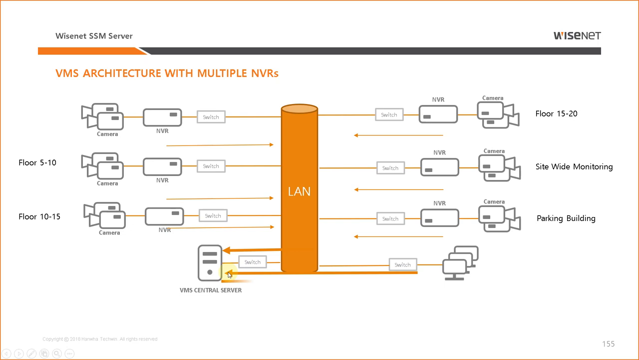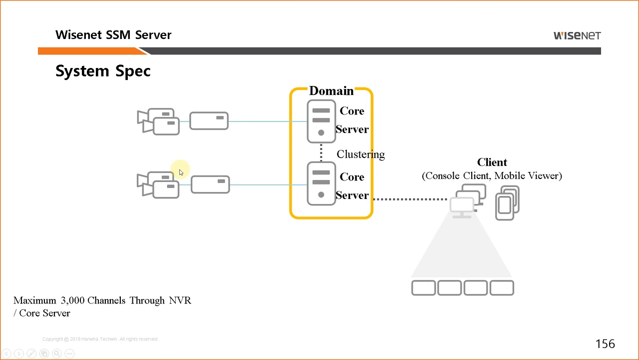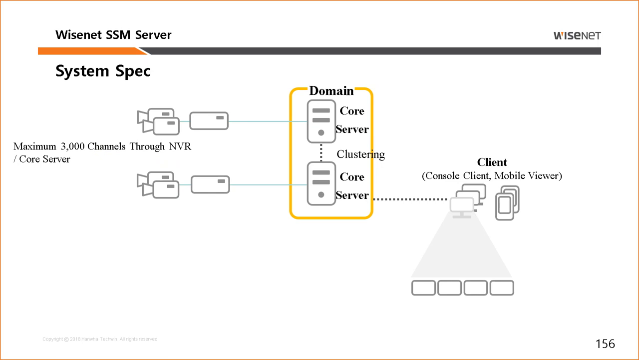From that particular device, all the traffic will be diverted to the client PCs. So you have one core device and multiple client devices. If you have only one PC, you can use it as a core and a client, same PC, no issue. Each core PC can handle up to 3000 channels. So roughly most of your projects you can handle with just one PC. You can add up to 3000 cameras using NVR.